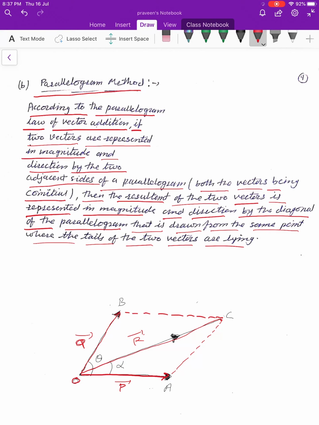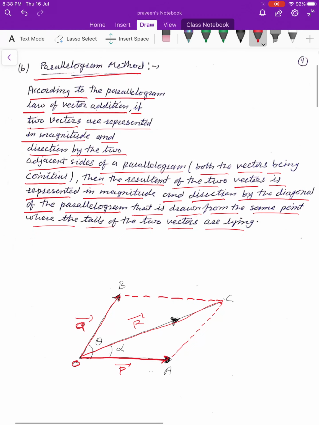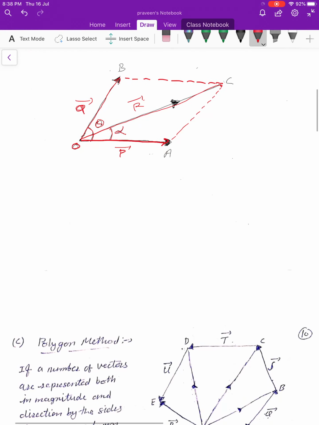From the figure, we can easily understand that the triangle method and the parallelogram method both yield the same result. Hence, we can use either of these two methods. Here, theta is the angle between P vector and Q vector, and alpha is the angle of the resultant R vector with P vector. Clear?